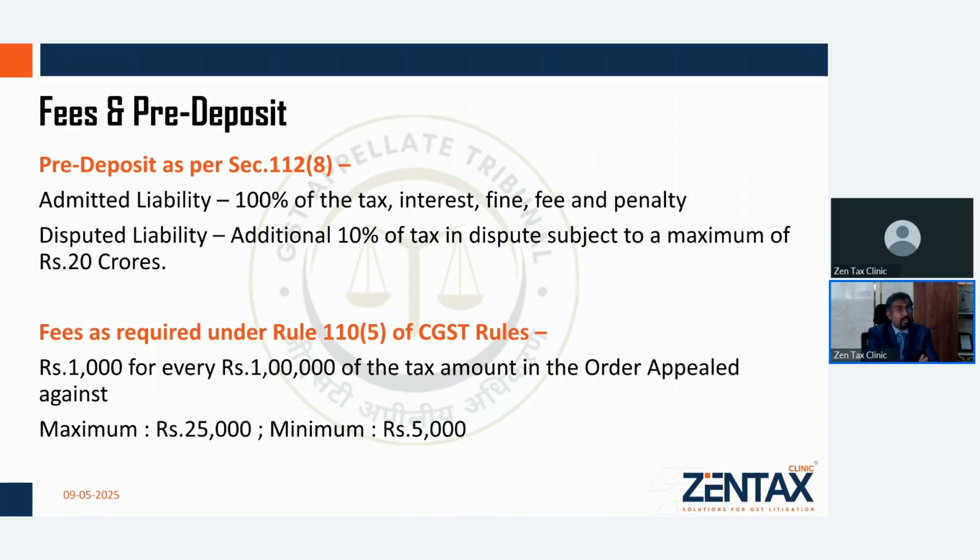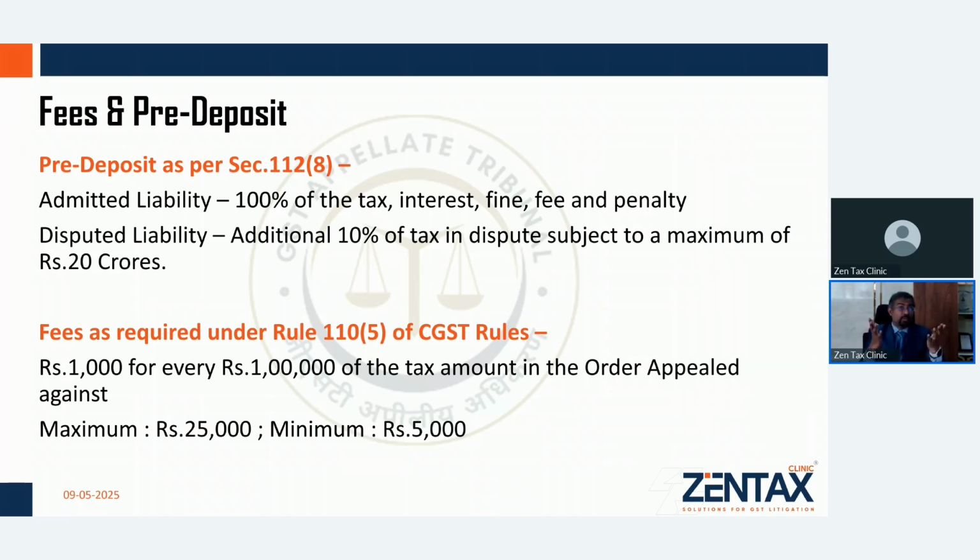In addition to the pre-deposit, there is also the requirement for the payment of a fee, which is already contained in Rule 110, Subrule 5 of the CGST rules. This amount of quantification is not contained under the GST Appellate Tribunal procedure rules. This is contained under the CGST rules, which goes to say an amount of rupees 1,000 for every 1 lakh of the tax amount in the order appealed against. Irrespective of whether it is an admitted liability or a disputed liability, whatever is the amount in the order against which the appeal is being made to the GST Appellate Tribunal, you need to make the payment of a fee to the extent of rupees 1,000 for every 1 lakh.